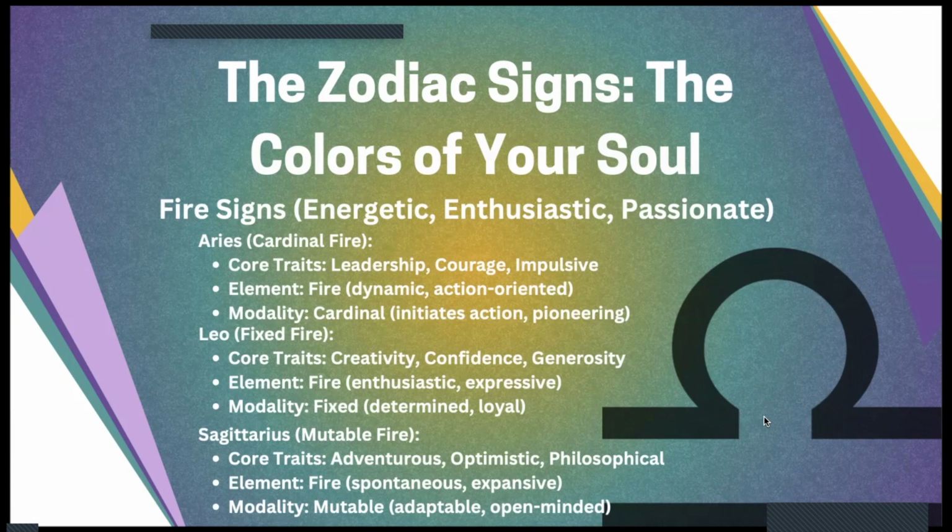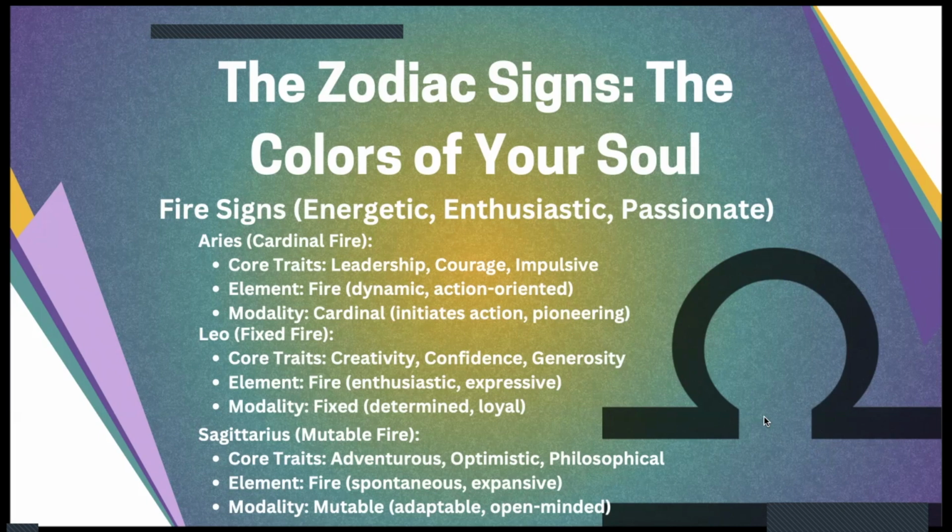Okay, these are broken up in certain sections, certain sectors. First, we have the fire signs. The fire signs are energetic, enthusiastic, and passionate. You have Aries, you have Leo, and you have Sagittarius. Now, Aries is a cardinal fire. What does cardinal fire mean? Don't worry, we'll get into that. Leo is fixed fire. Sagittarius is mutable fire.